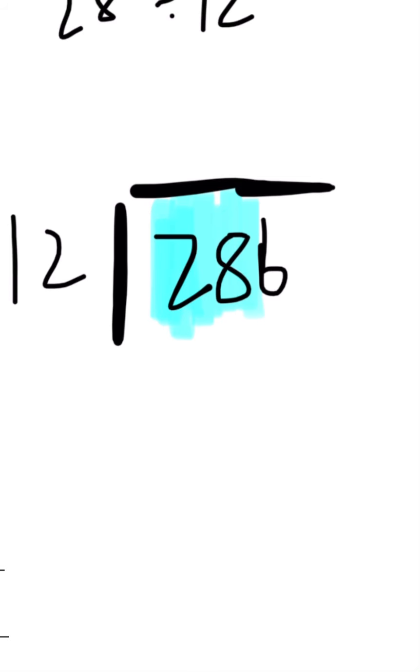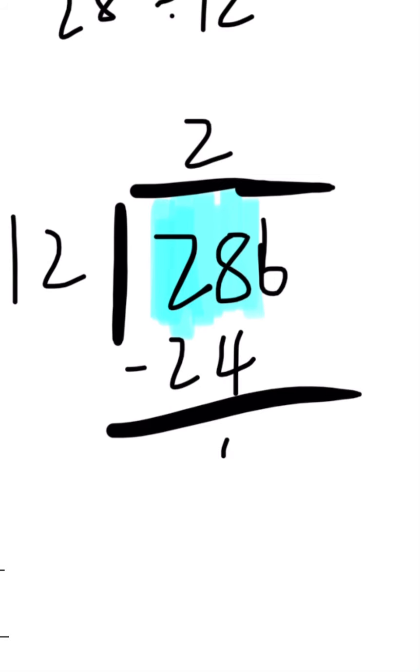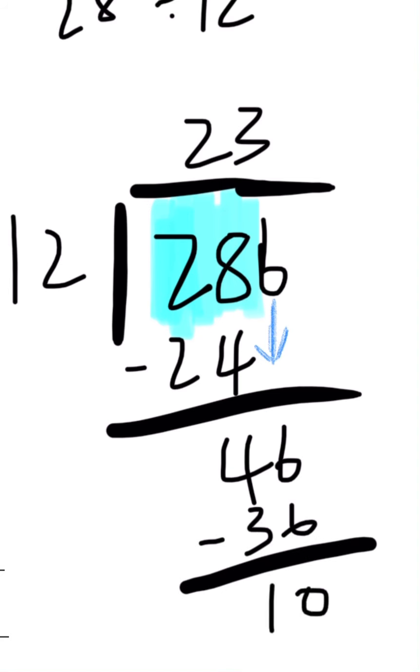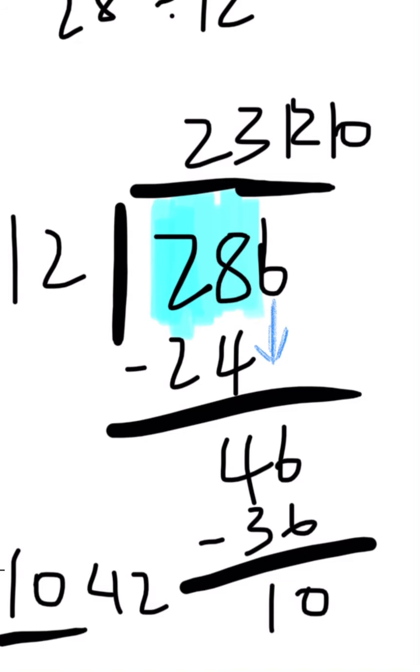So we know that 12 times 2 is 24, so we'll do 2 and subtract 24. We get 4 and bring down the 6. We know that 12 times 4 is 48, but 12 times 3 is 36. So since 48 is too big, we'll go with 3 and subtract 36, and we get 10. Now, since 10 is less than 12, we know that 10 is a remainder, so we'll do 23 remainder 10.